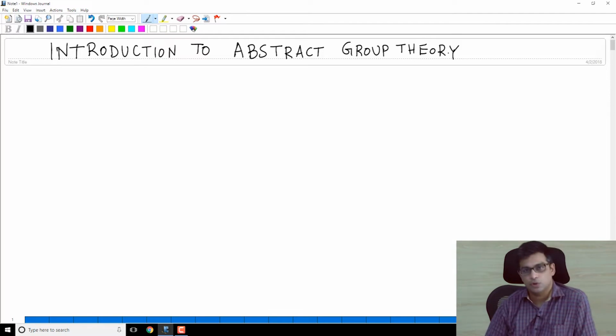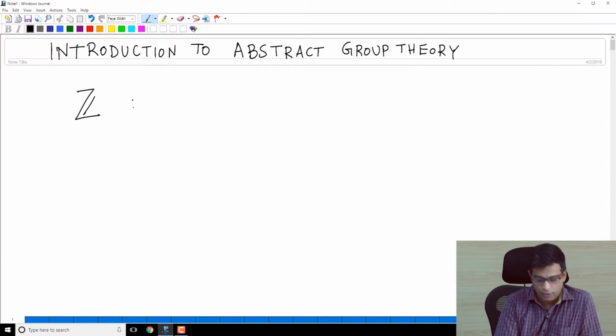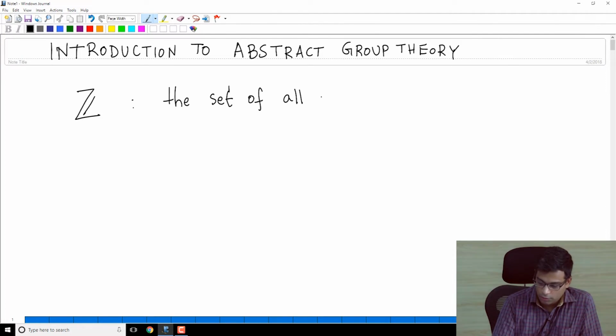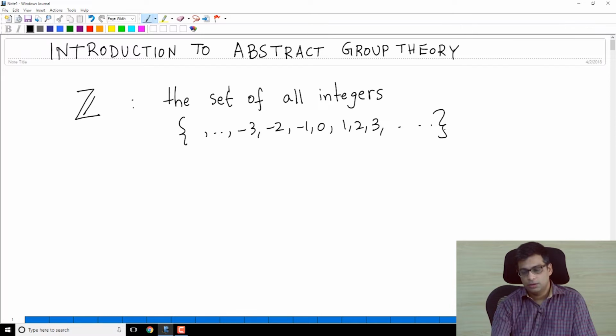Okay. So, the first and most important example of a group that we all know is the group of integers. So, this Z is the symbol for this. So, this is the set. Let us start with this. It is the set of all integers. So, integers are, for example, all negative integers, 0 and positive integers. So, it is an infinite set consisting of these numbers.